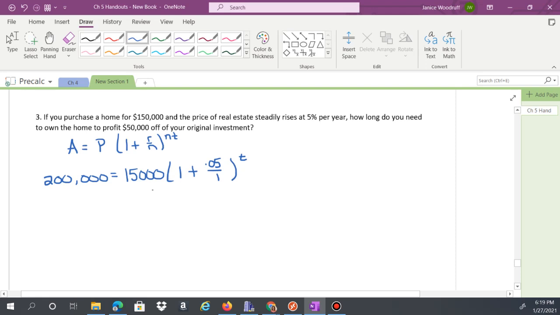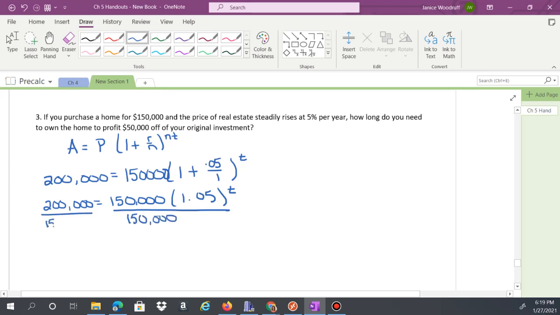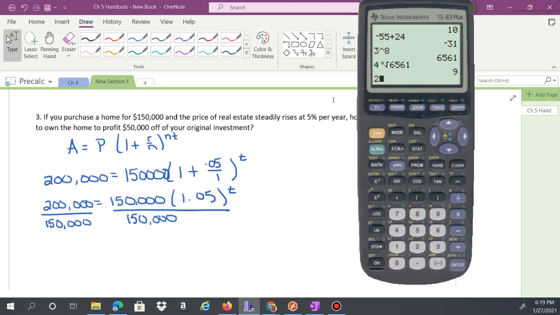Okay, so if I simplify this down a little bit, I'm going to have 200,000 equals 150,000, and then 1.05 to the T. So to solve for the T, what I'm going to do is isolate the exponential expression. So I'm going to divide both sides by 150,000. Okay, so 200,000 divided by 150,000 is going to give you 1.3 repeating.